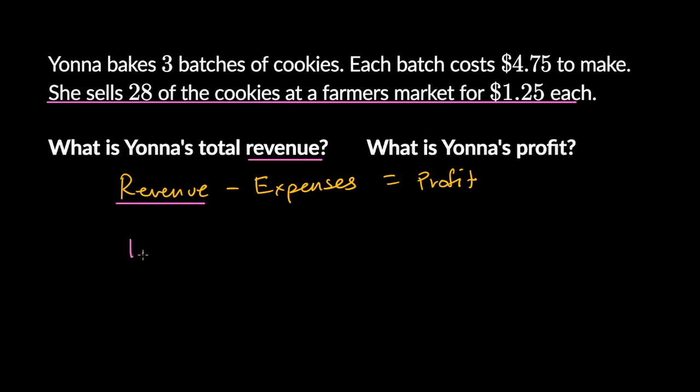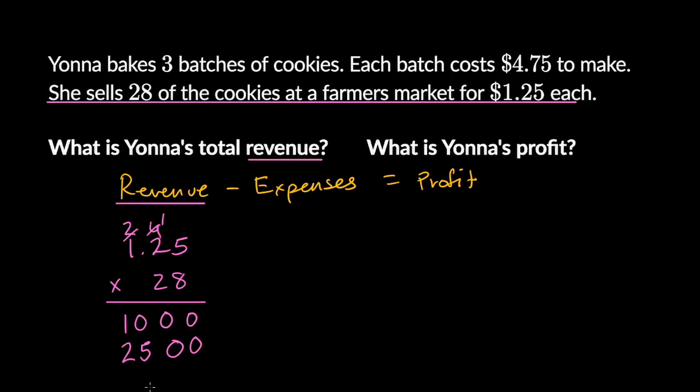So if I have 1.25 times 28, I am going to get 5 times 8 is 40, 2 times 8 is 16, plus 4 is 20, and then 1 times 8 is 8, plus 2 is 10, and then I'm now going to go to the tens place. So let me cross these out. 2 times 5 is 10. 2 times 2 is 4, plus 1 is 5. And then 2 times 1 is 2. And then if I were to add all of this together, I get 3500.